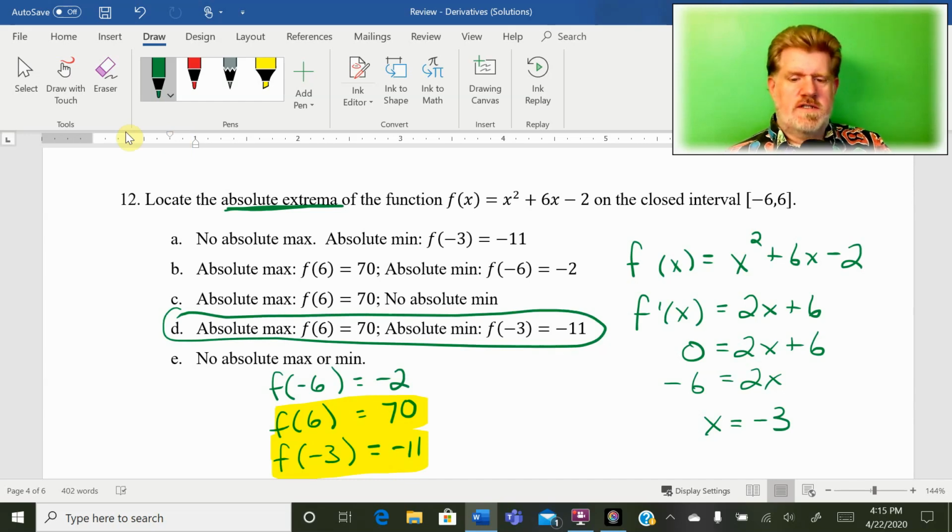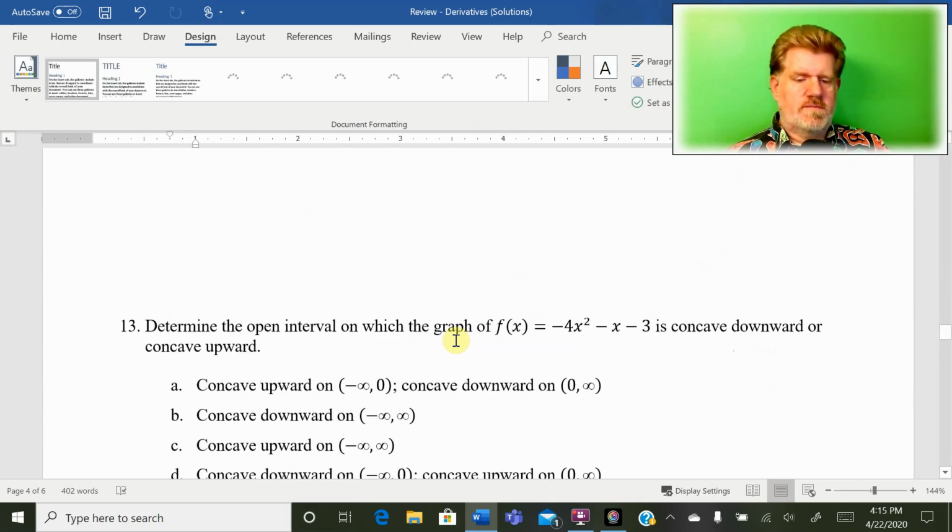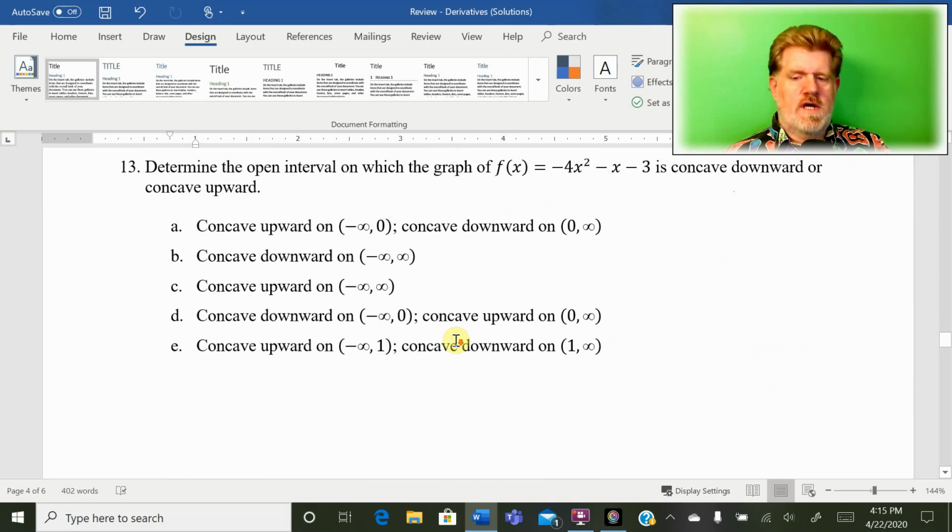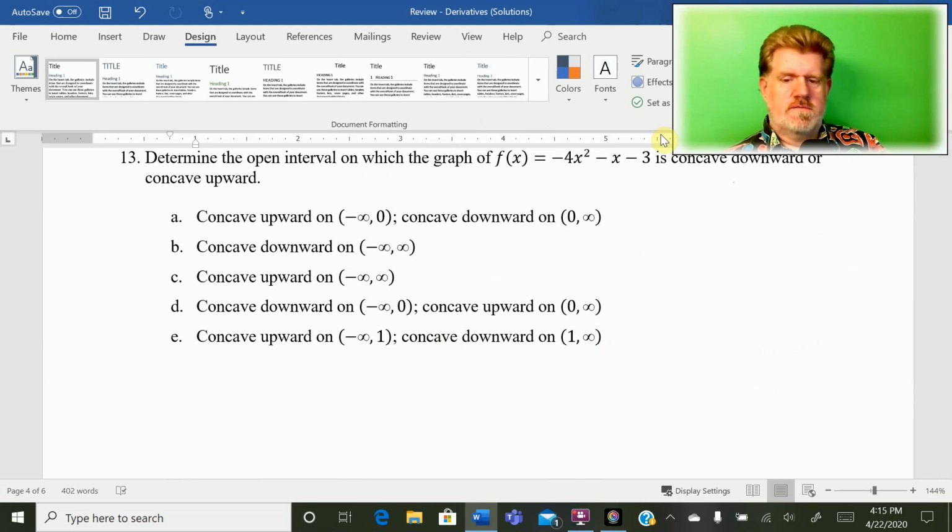All right, let's keep going. Oh, concave up or down. That's a second derivative. Second derivative tells us concavity. If it's positive, I better fix that. That doesn't look so good.